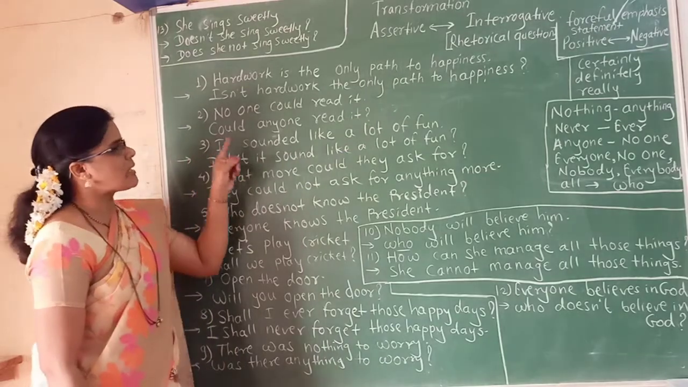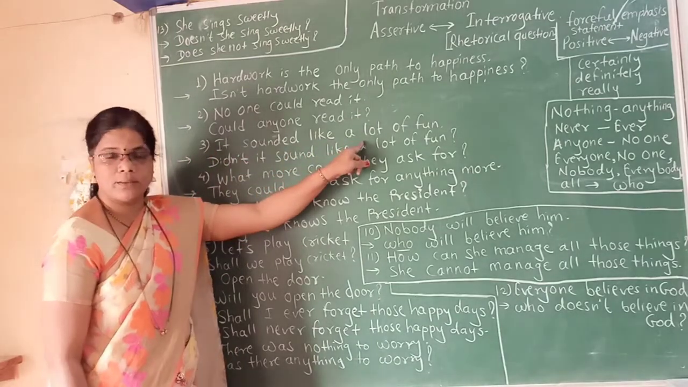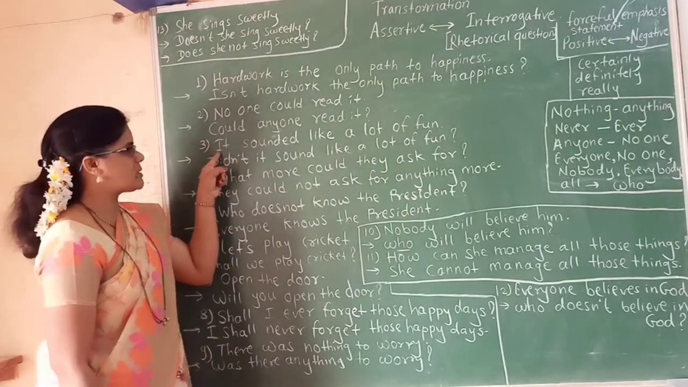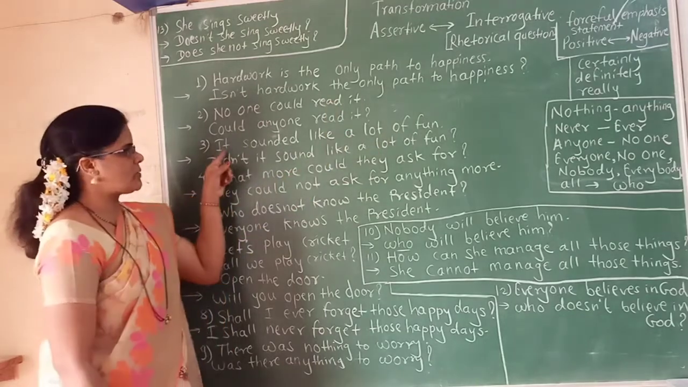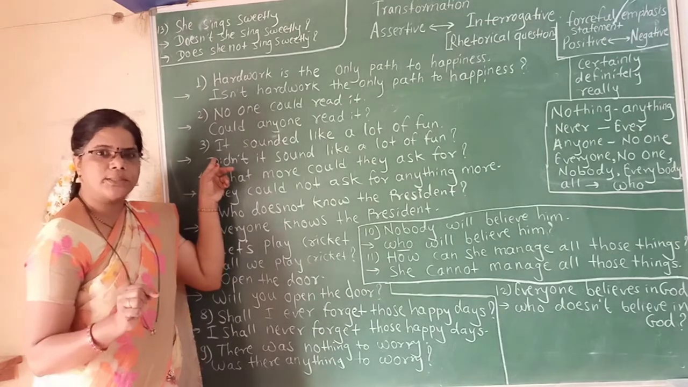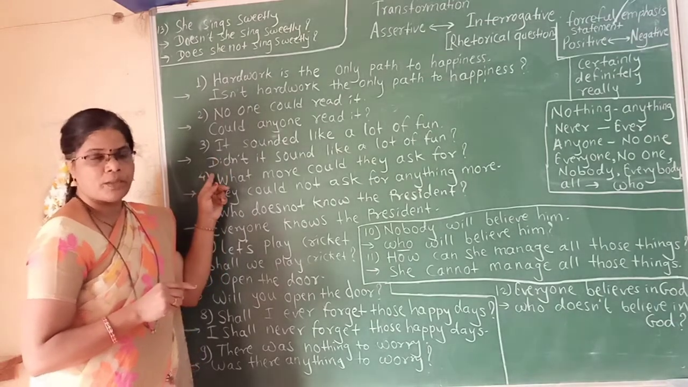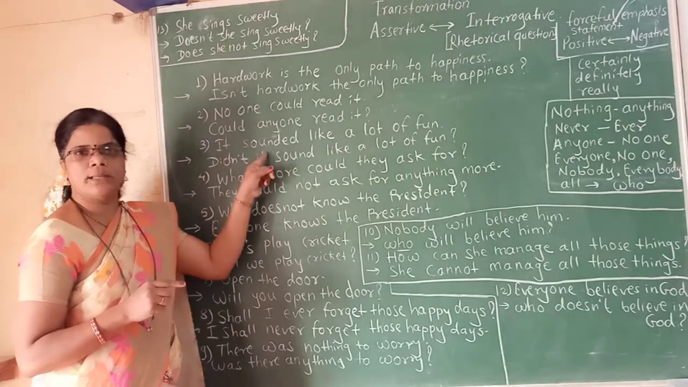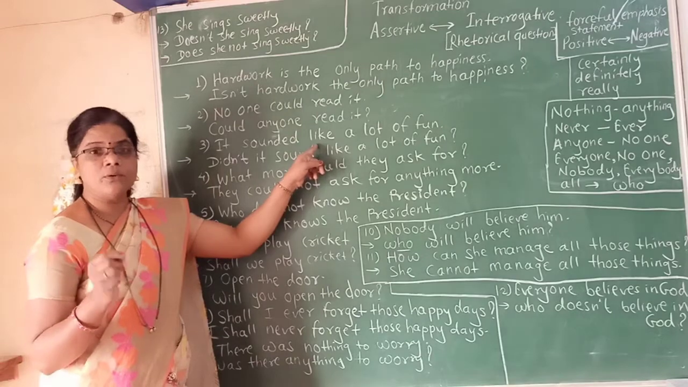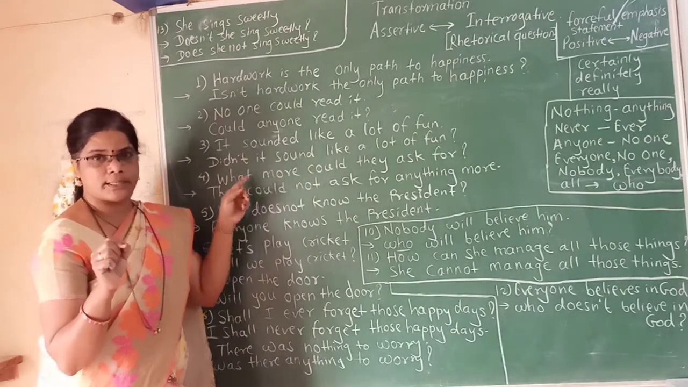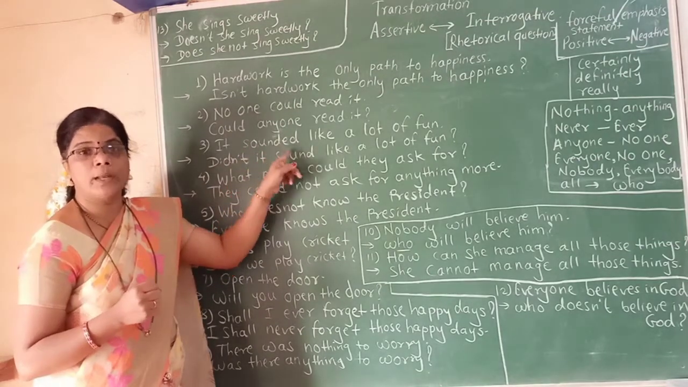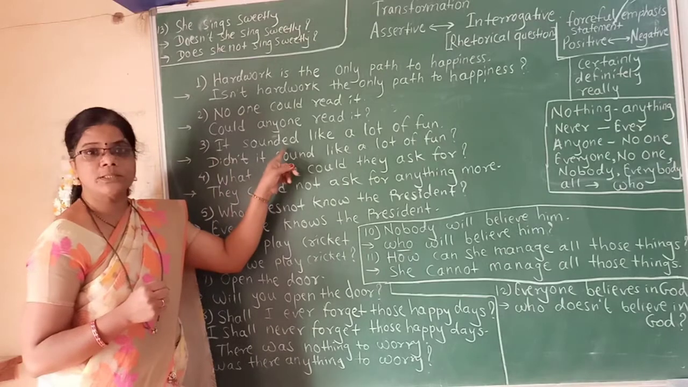Next one: It sounded like a lot of fun. See here, it sounded like a lot of fun. It is an assertive sentence. It started with a subject and ended with a full stop. It is a statement, and so we are going to change it into an interrogative sentence, that is, a rhetorical question. How? We have to find out the auxiliary verb in the given sentence. In this sentence, if you read again and again, you can't get the auxiliary verb directly. So here we have to find the auxiliary verb with the help of the main verb. In this sentence, the main verb is sounded.